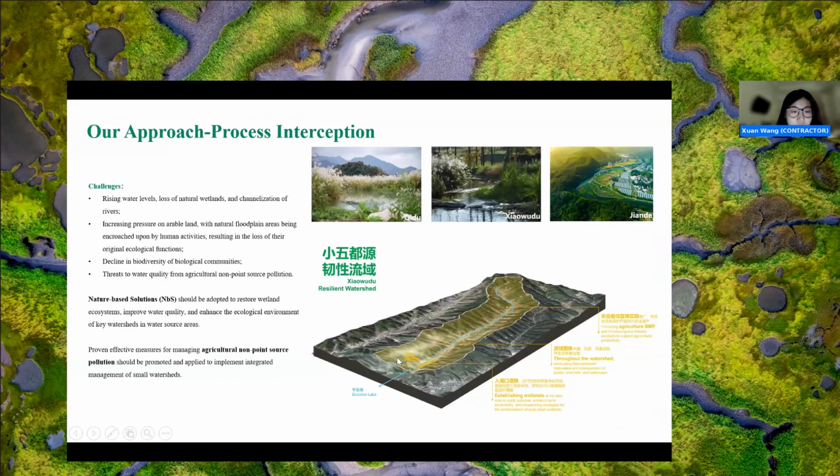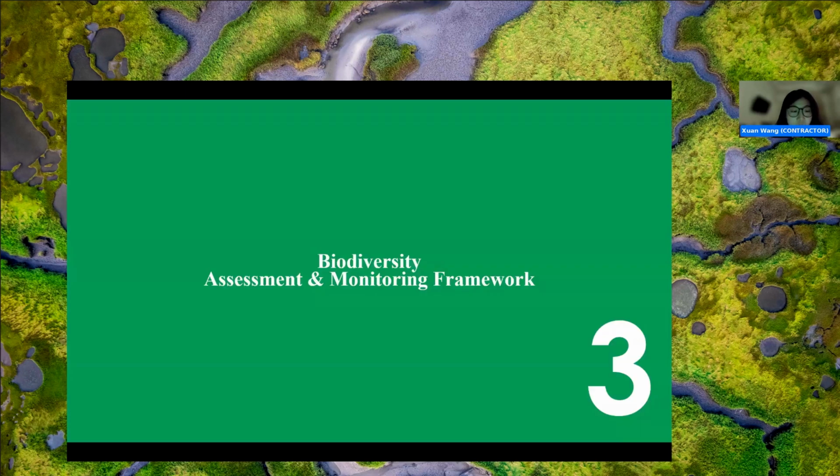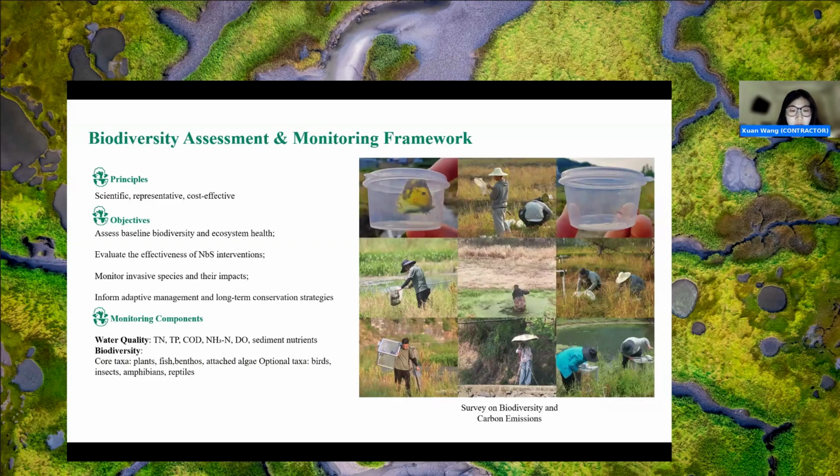Besides the non-point source pollution, we face challenges such as rising water levels, loss of natural wetlands, and river channelization, which threaten floodplain functions and biodiversity. Then we used near natural wetland restoration at sub-watershed inlets to purify water and boost biodiversity to improve the resilience of this watershed. Our monitoring plan is built upon 3 core principles. First, it must be scientific to ensure data reliability, representative to accurately reflect the ecosystem status, and cost-effective to guarantee the project's long-term sustainability.